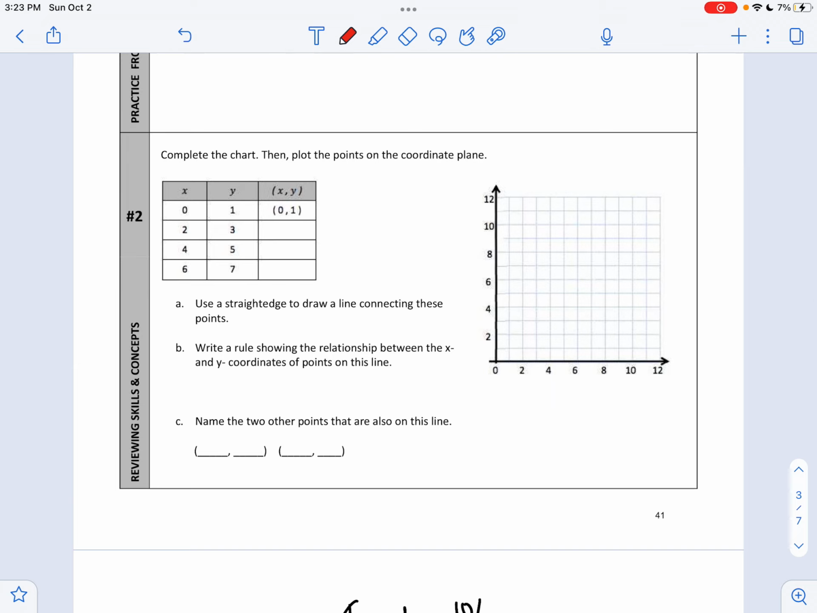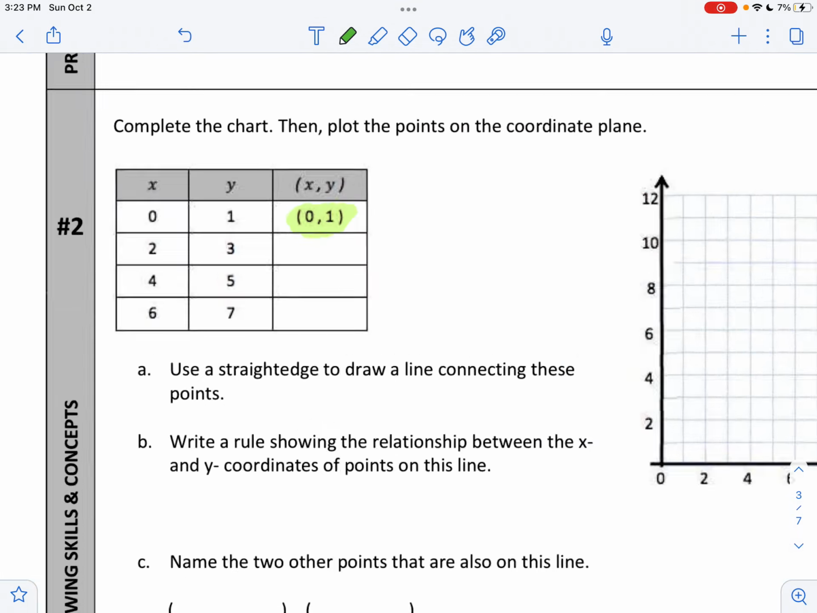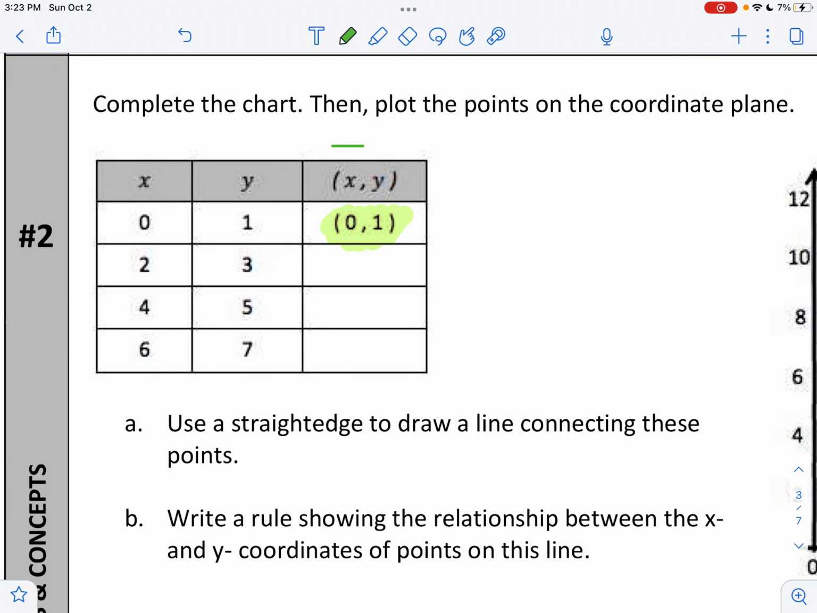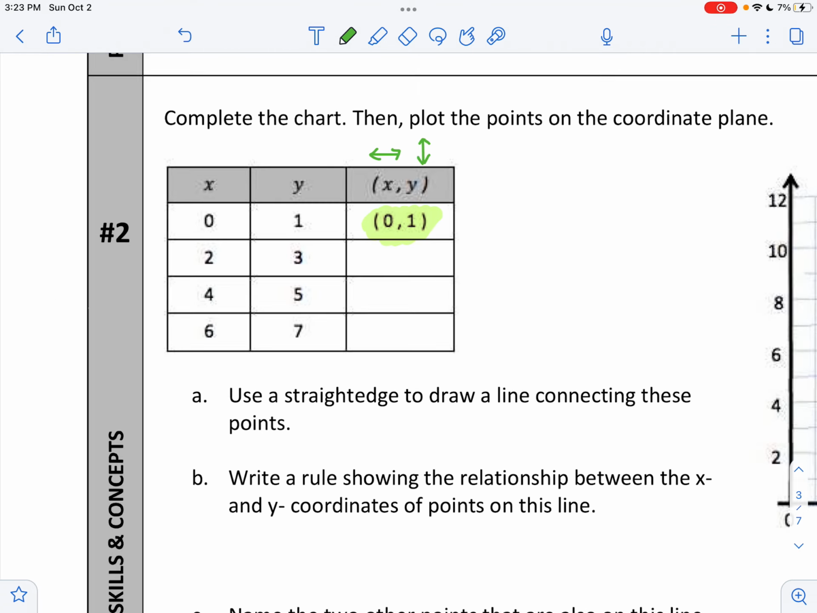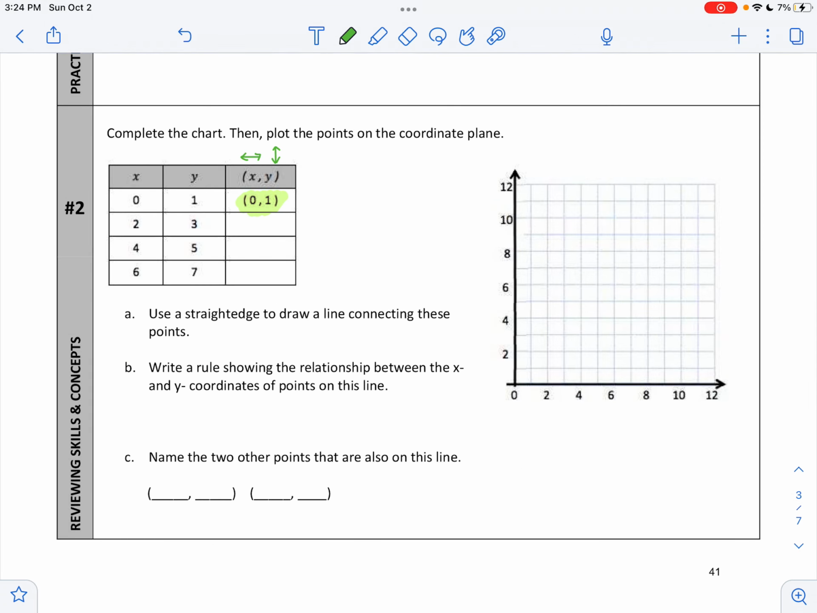Question 2 says, complete the chart, then plot the points on the coordinate plane. Let's do a quick review of plotting points. When I have a coordinate like the one that's given, 0, 1, the first number in the coordinate pair, 0, tells me how far to move side to side. The x-coordinate is always side to side, and the y-coordinate is always how far up and down. On my graph, the x-axis runs side to side, and the y-axis runs up and down.